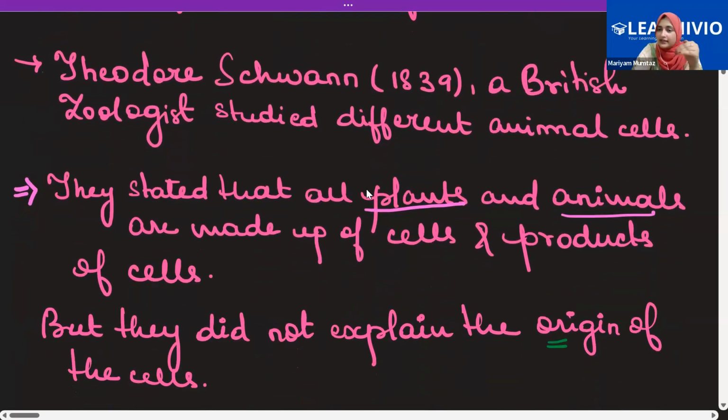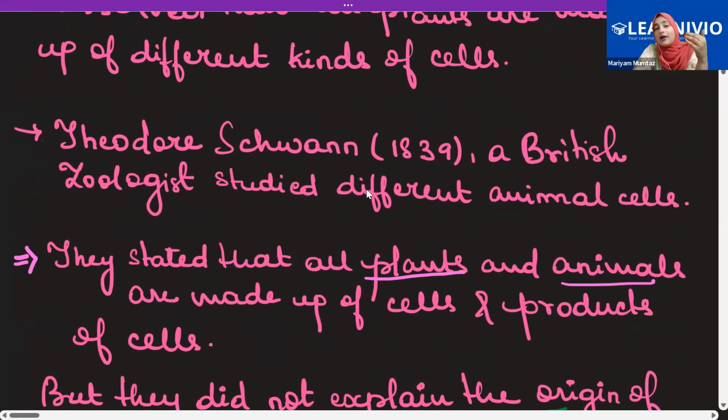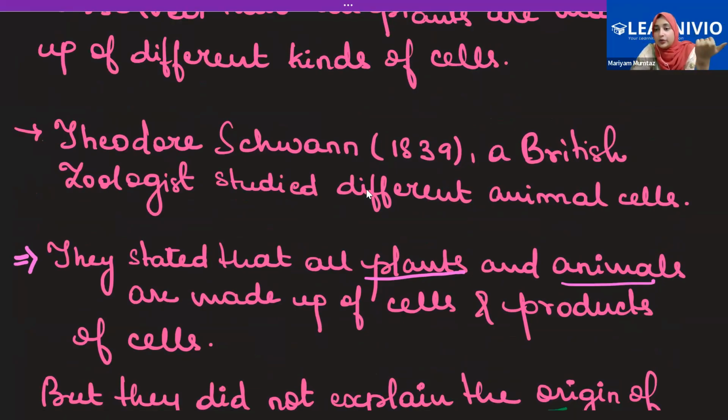So both of them together stated one fact, that whether it is plants or animals, these organisms are made up of cells and the products of cells. This is the line that they stated. But do you think anywhere they are telling you where the cell is coming from? Are they telling you the origin of the cell? Like where does it originate from? No, they're definitely not.